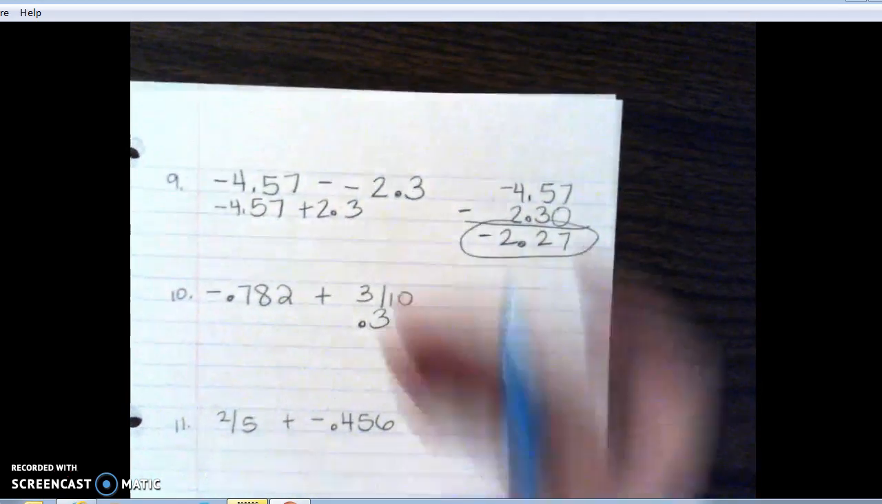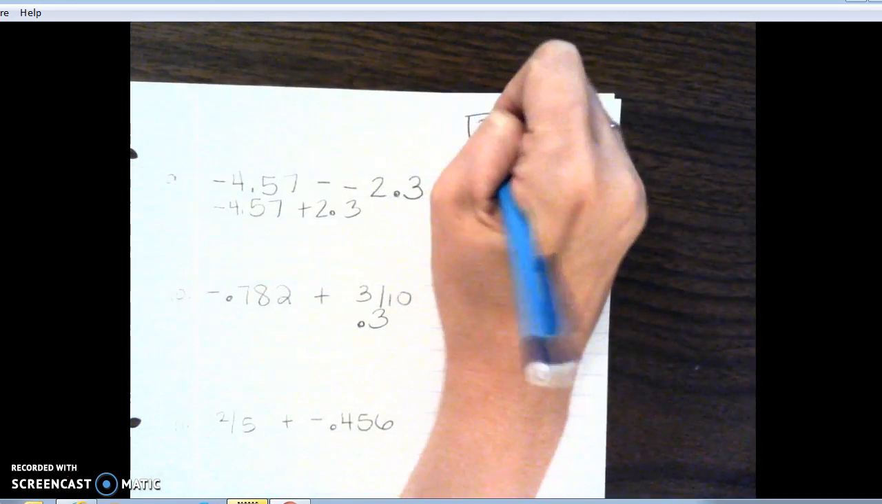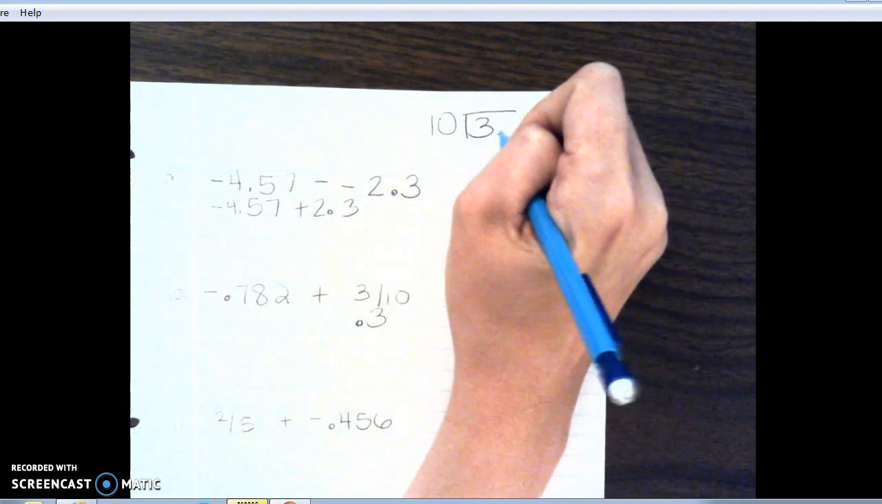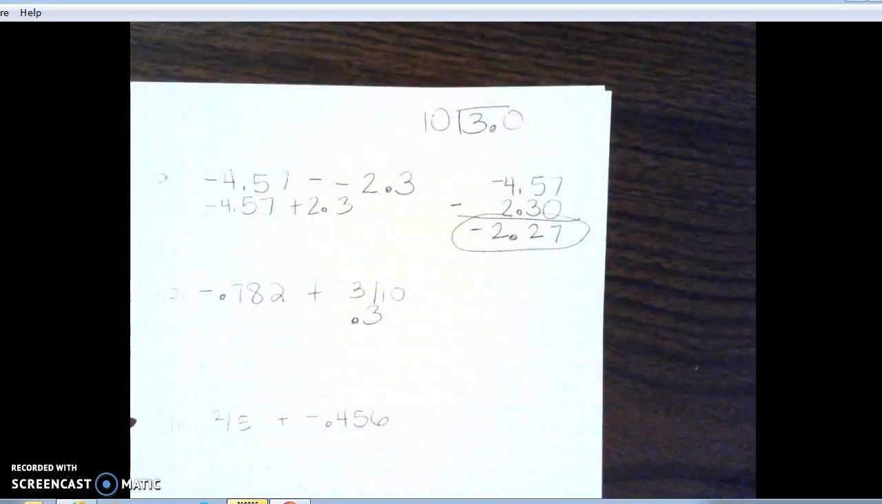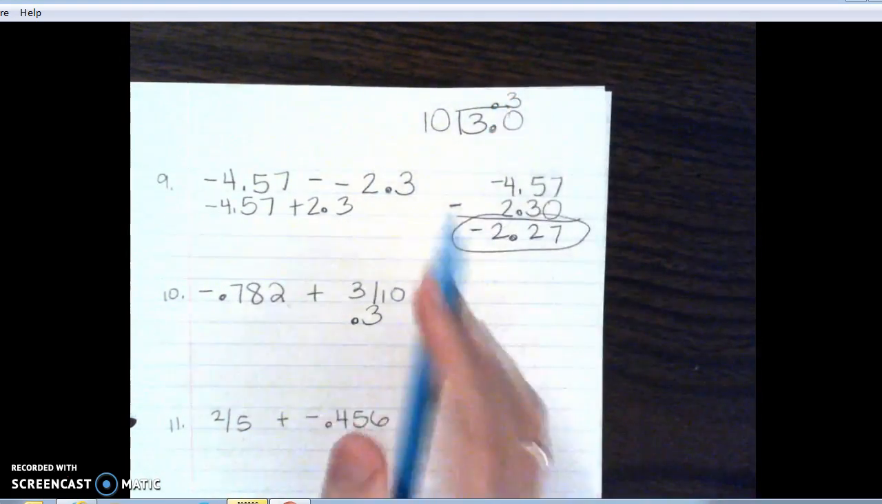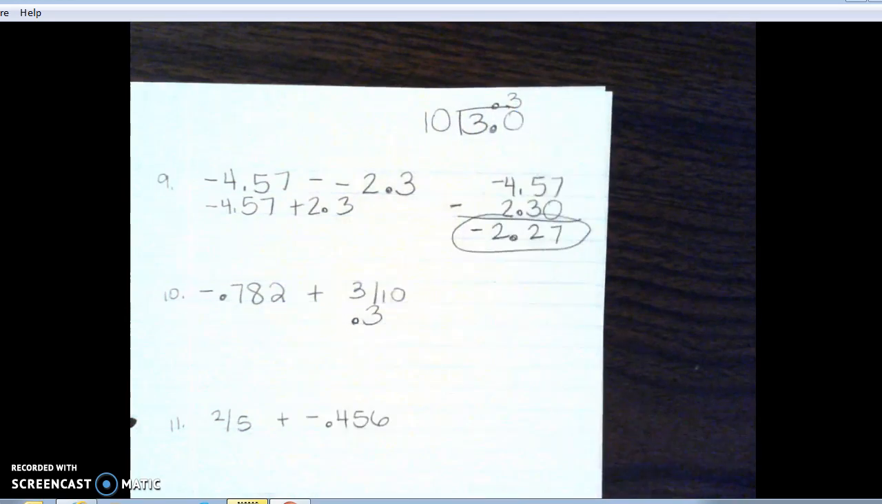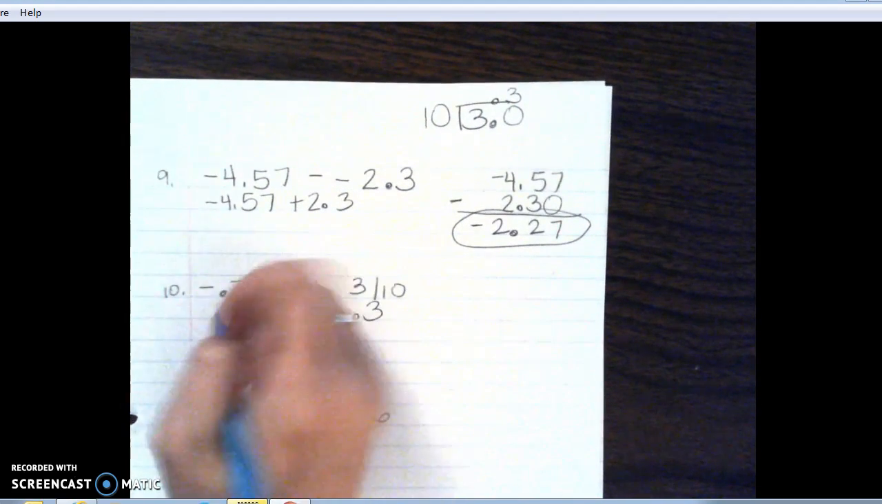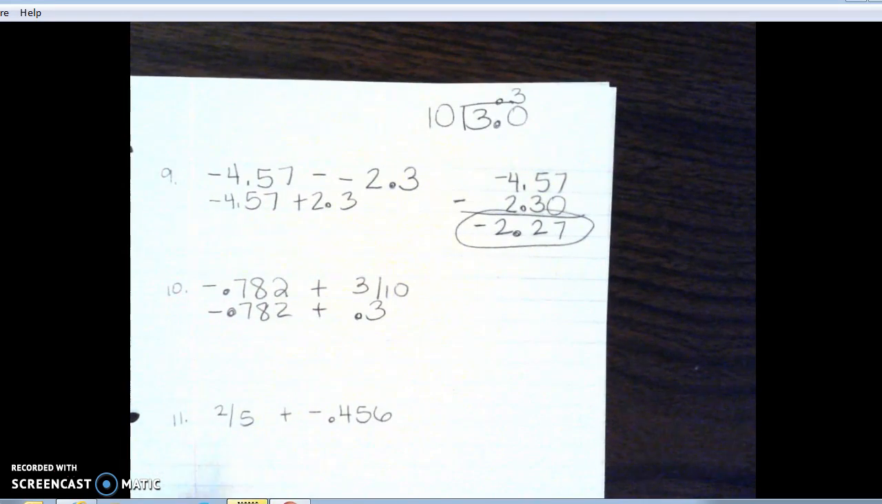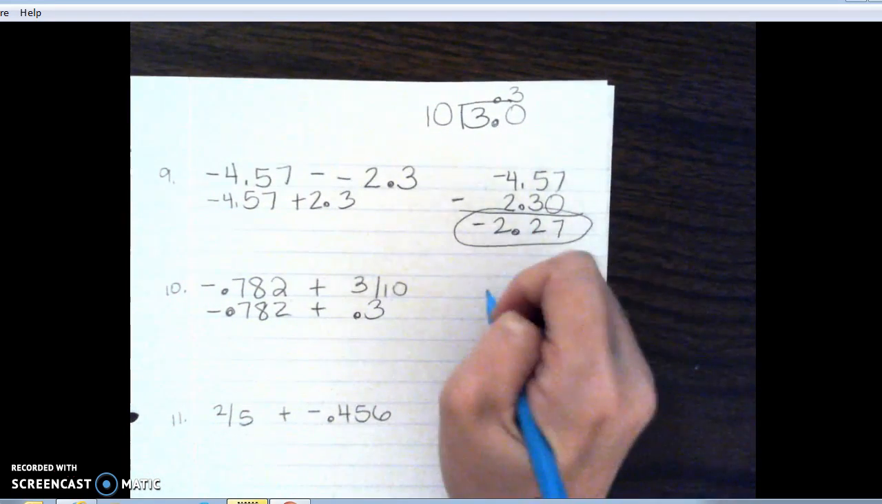So I'm actually going to come up here real quick to show you. The 3 would go on the inside because it's the numerator. 10 on the outside. You'd have to add a decimal and a 0. 10 goes into 30 3 times, and because of the decimal, it's now 0.3. From there, writing my problem all as decimals. The signs are different, which tells me again to subtract.